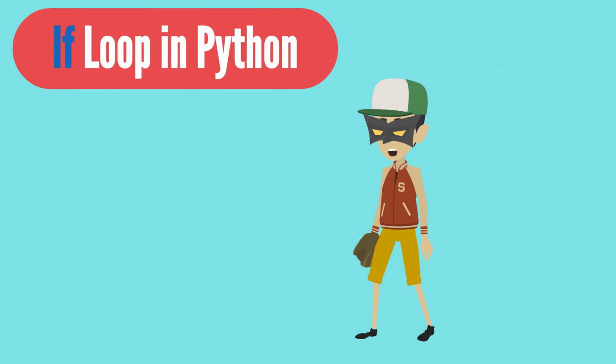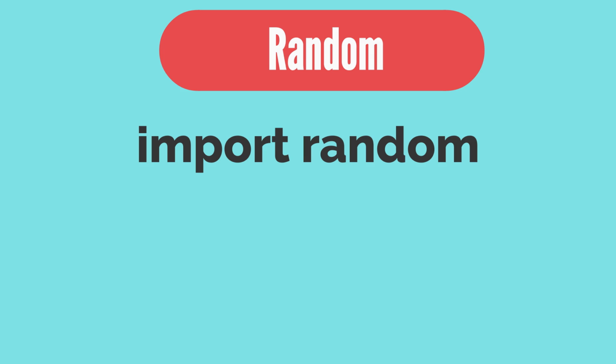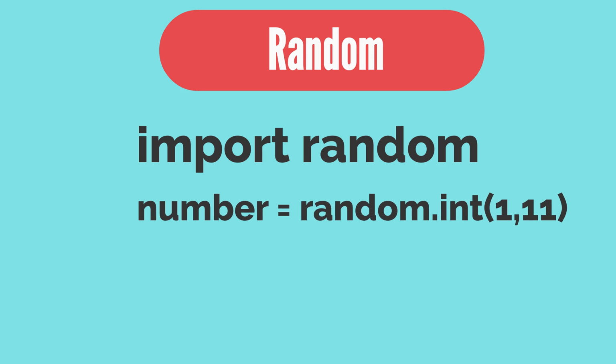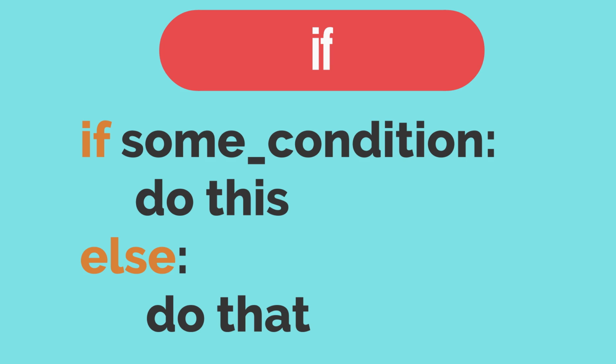Kids, let's learn about if loop in Python. Before we learn about if loop, let's import random library and guess a number using random int between 1 and 11. If loop is a cool way in Python to say if this happens, then do this, else do that. You can do a lot of cool things using if loop.